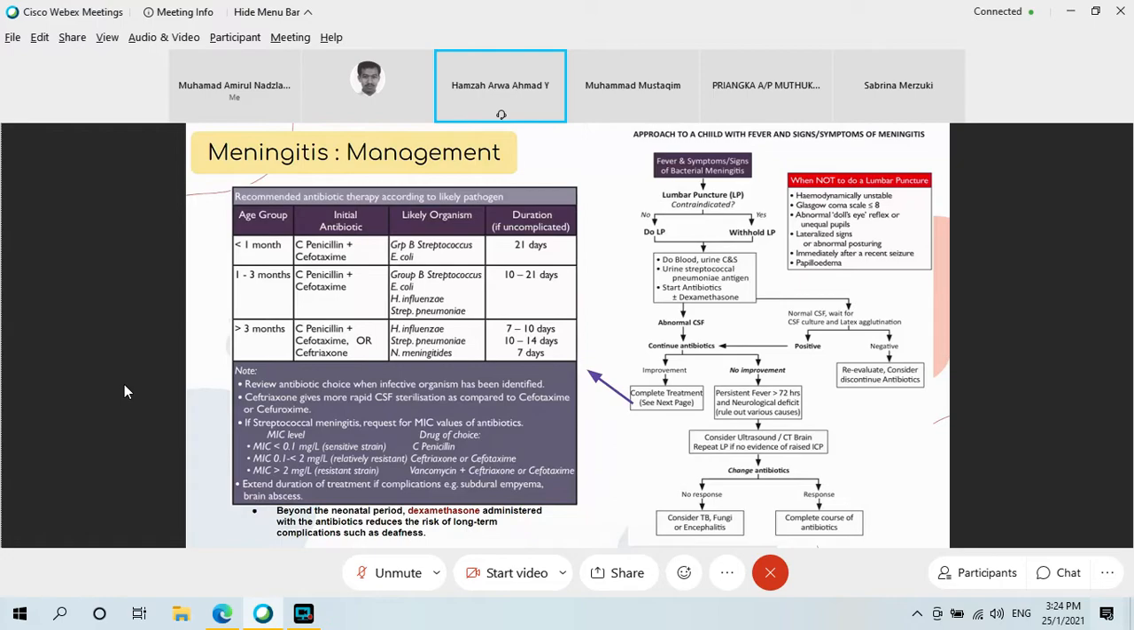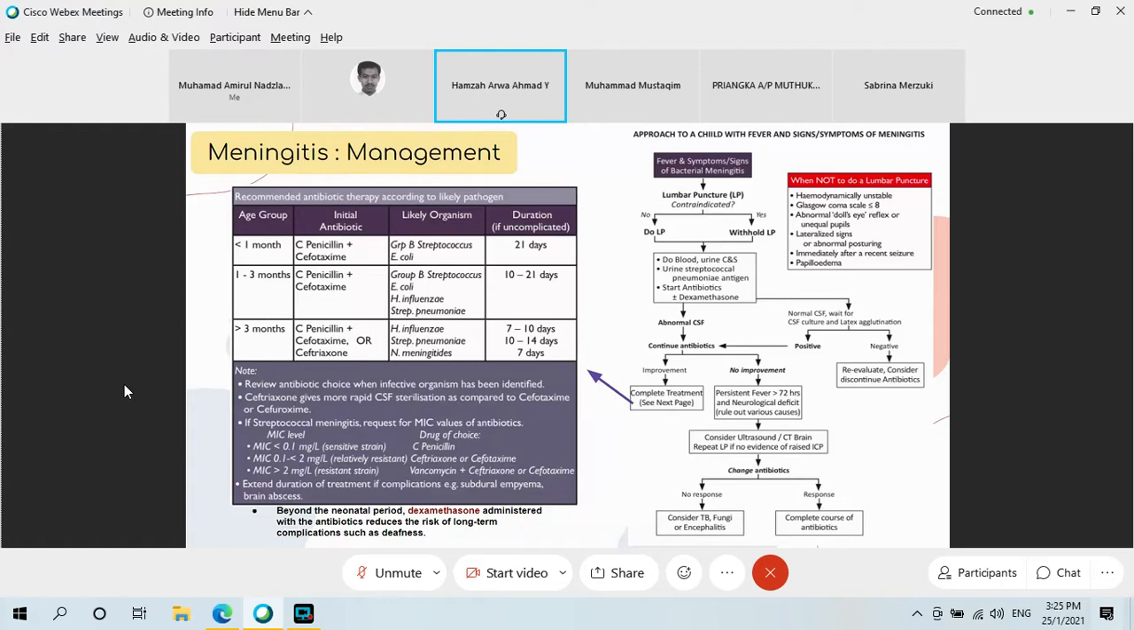Okay, if there is no contraindication, you will perform the lumbar puncture. You will do blood and urine culture and sensitivity. You will also perform the urine Streptococcus pneumoniae antigen and start antibiotics with dexamethasone. If the cerebrospinal fluid is abnormal, you will continue with the antibiotics. If there is an improvement, you will refer to the table on the left side.